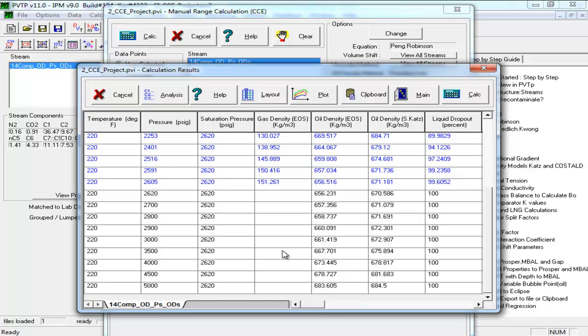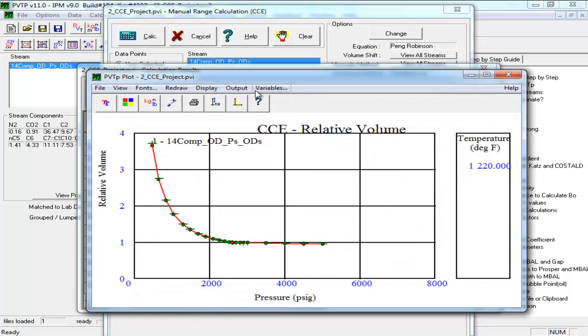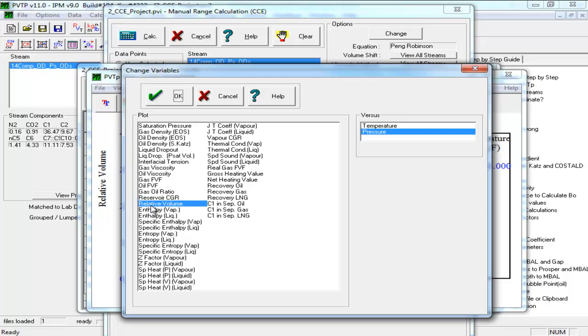And if we want to compare this with lab data, which we have already entered, we can just press plot and go to variables and choose this one, relative volume. Then the software will take the relative volume data from the experiment data which you have entered and show that data with your CCE data. So you will know whether your equation of state is able to predict the CCE experiment data or not.